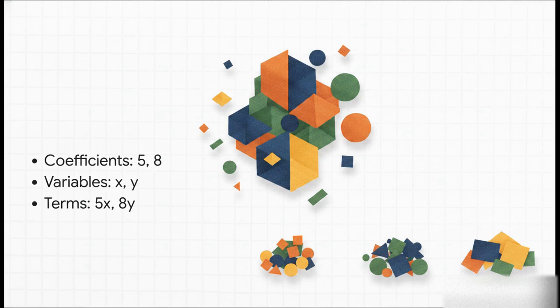Let's actually break one down. Take the expression 5x plus 8y. We've got our variables, x and y. The numbers attached directly to them, the 5 and the 8, are called coefficients. And the individual building blocks, separated by that plus sign, the 5x and the 8y, those are called terms. Honestly, just getting this foundational vocabulary down makes the rest of this journey so much smoother.